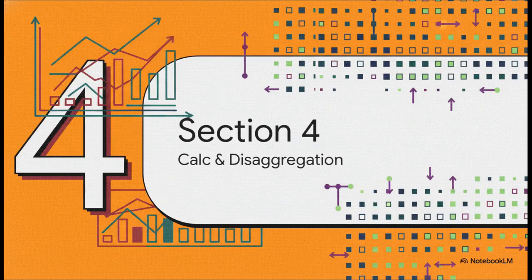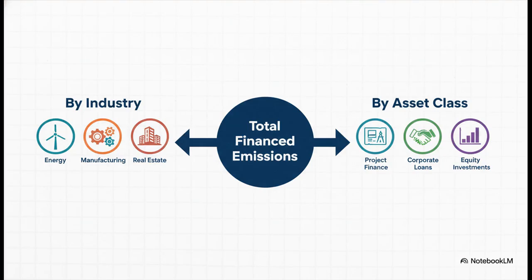This brings us to the more technical part. How do you actually calculate and present this data? I'll tell you right now, a single top-line number for your whole institution isn't going to fly. The standard demands a much more granular view. Yeah, so the key word here is disaggregation. You have to break down your financed emissions by both the industry your client is in, like energy or manufacturing, and by the asset class you're using, like project finance or corporate loans. This is all designed to reveal exactly where your climate risk is concentrated.